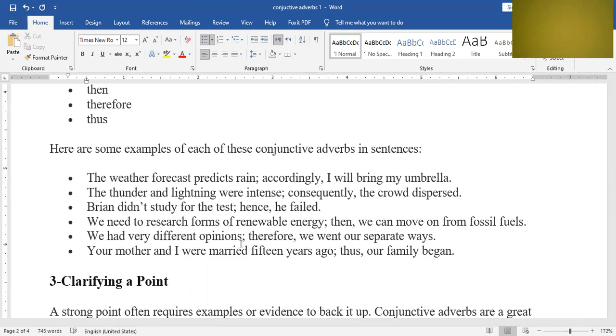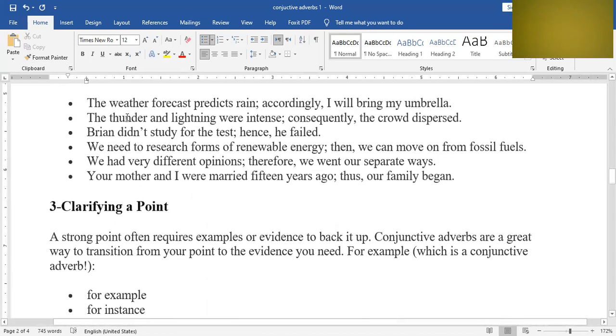You see? So cause and effect. Because we have different opinions, we went our separate ways. But here we use the conjunctive adverb, therefore, in between. So it is a coordinated sentence using the conjunctive adverb. Your mother and I were married 15 years ago. So a father says to his son, your mother and I were married 15 years ago. Thus, our family began. Because we married 15 years ago, our family began. Okay? So these conjunctive adverbs indicate cause and effect.